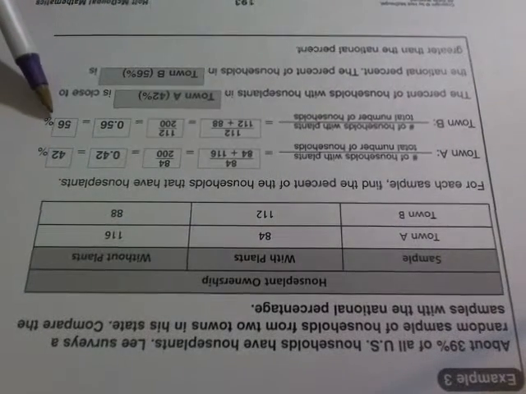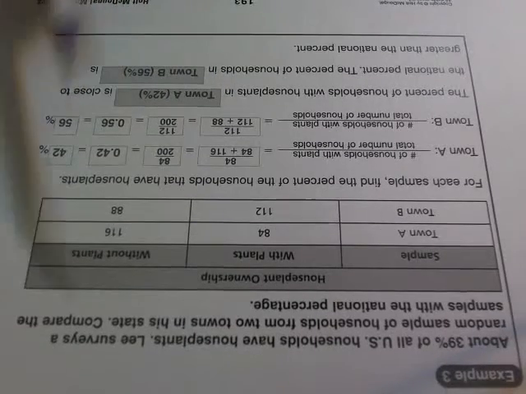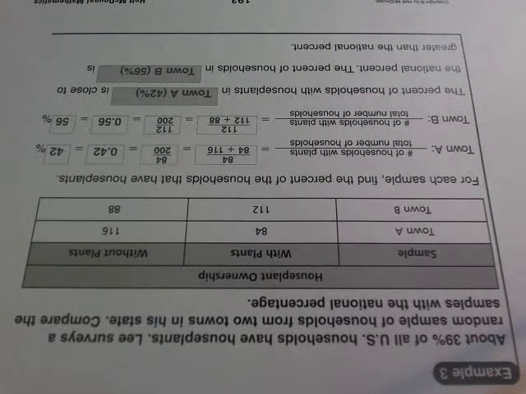Whereas when we look at Town B's average, it is much higher. Town B's average is 56%, because when we did that division, 112 divided by 200, we yielded 56%. That's much higher. All right. Why might this be so?